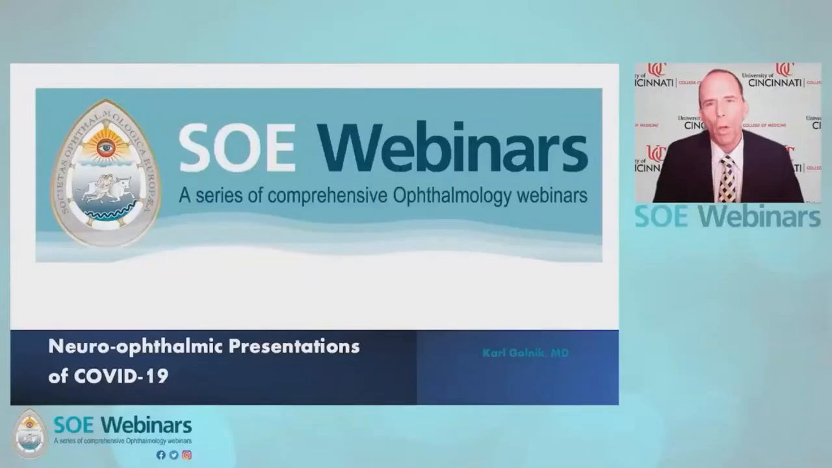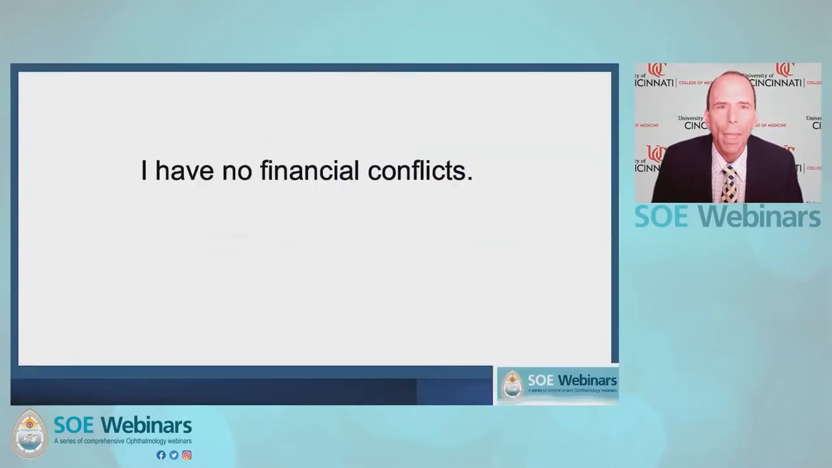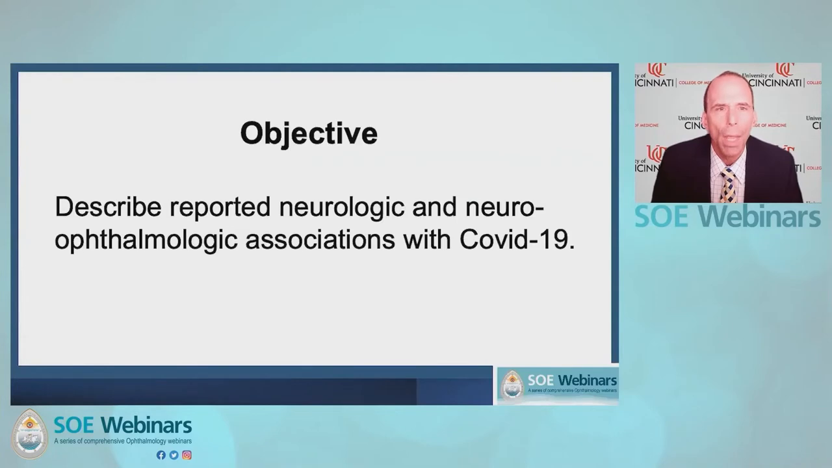Greetings. This is Dr. Carl Gornick. I am a neuro-ophthalmologist at the University of Cincinnati, and I'd like to thank the organizers for inviting me to give this talk on neuro-ophthalmic presentations of COVID-19. I have no financial conflicts with any of the material in this presentation. My objective is that when we're done, you should be able to describe reported neurologic and neuro-ophthalmologic associations with COVID-19.